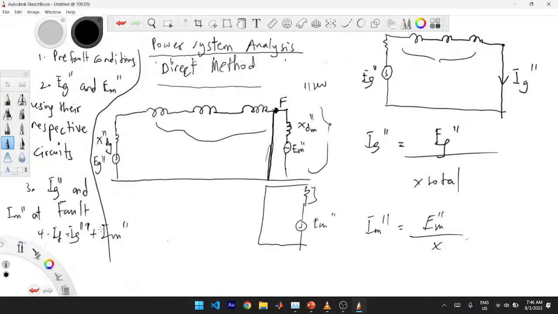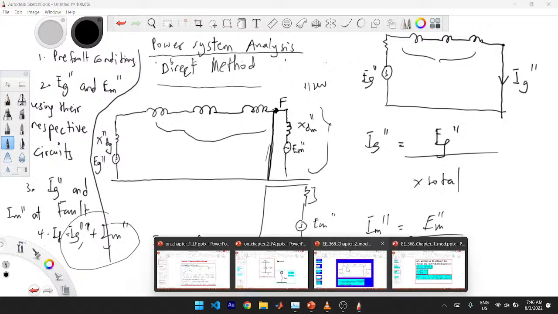Now we have to find the fault current in amps, like actual fault current. So we have to find your I base. I base is S base over root 3 times V base. Find your I base. Multiply it by IGN base to find IGN actual, and IM base to find IM actual, and then you sum them together. So that's it.